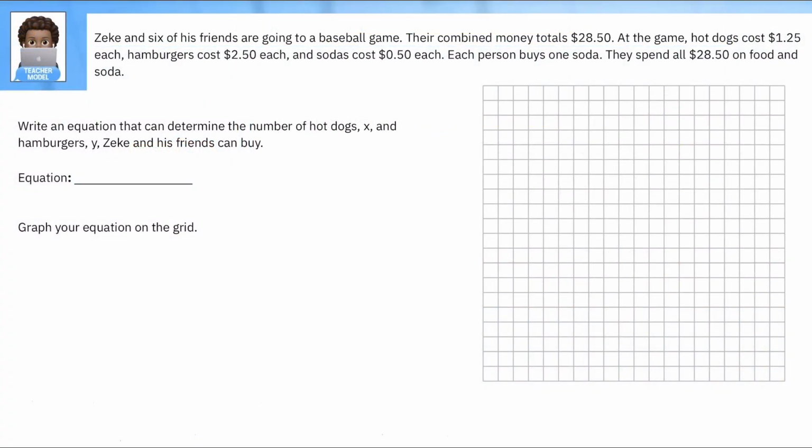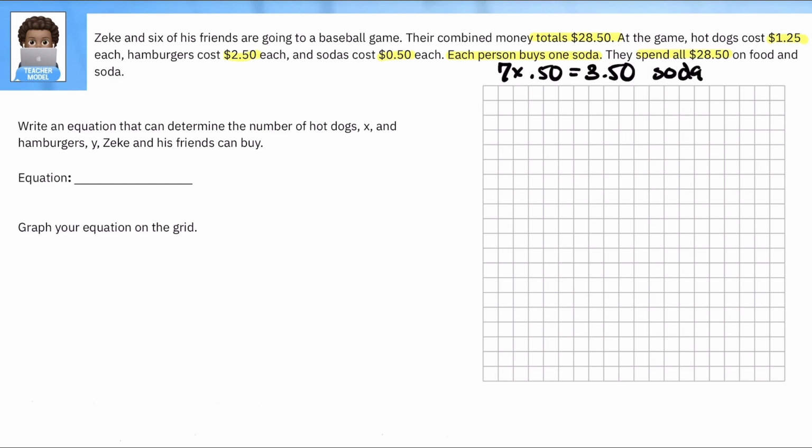Zeke and his 6 friends are going to a baseball game. Their combined money totals $28.50. At the game, hot dogs cost $1.25 each, hamburgers $2.50 each, and sodas are 50 cents each. Each person buys 1 soda. So, okay, since we know that there are 7 boys, 7 times 50 cents is equal to $3.50 just on soda. And they spend all $28.50 on food and soda.